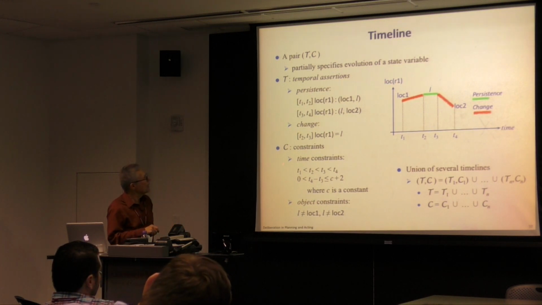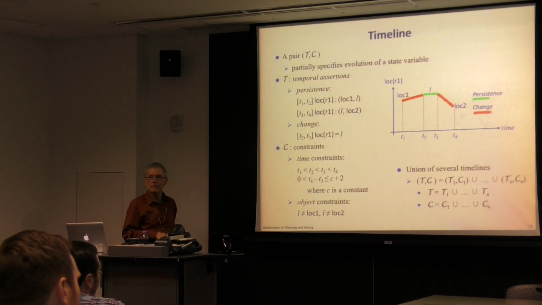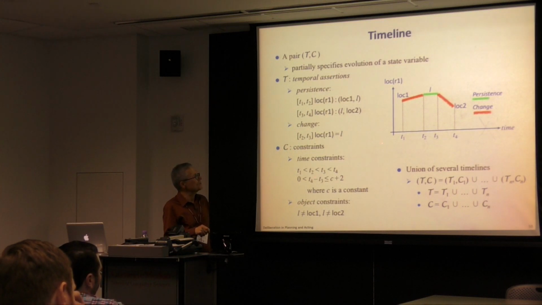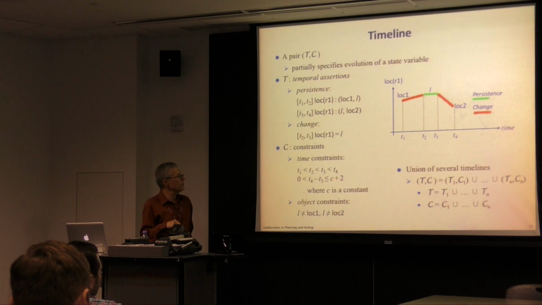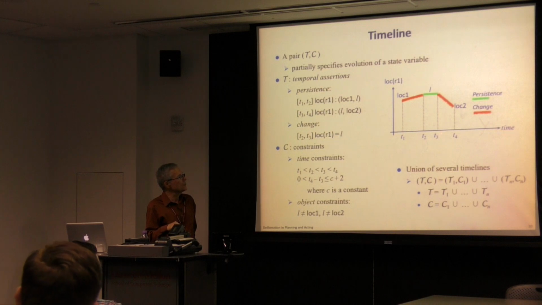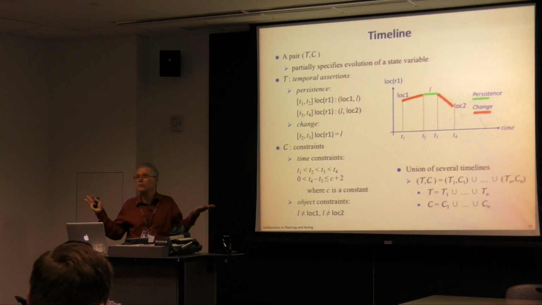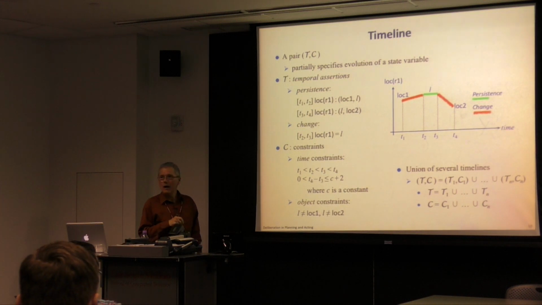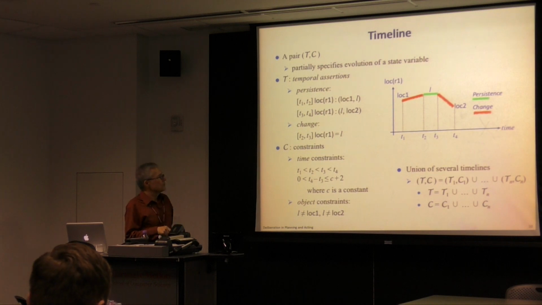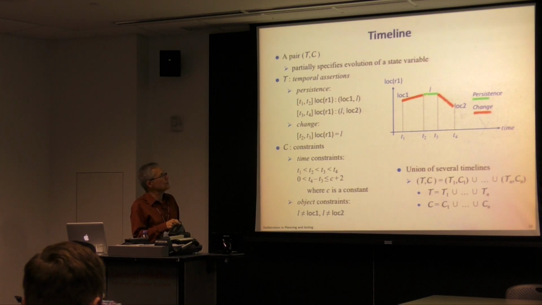C is a set of constraints that can include time constraints, such as the ordering on these time points, and also things having to do with the duration of the time intervals, something like saying the duration of this time interval from T3 to T4 is less than c plus 2, where c is some constant. The other kinds of constraints are object constraints. Something like saying this location here is different from loc1 and is also different from loc2.